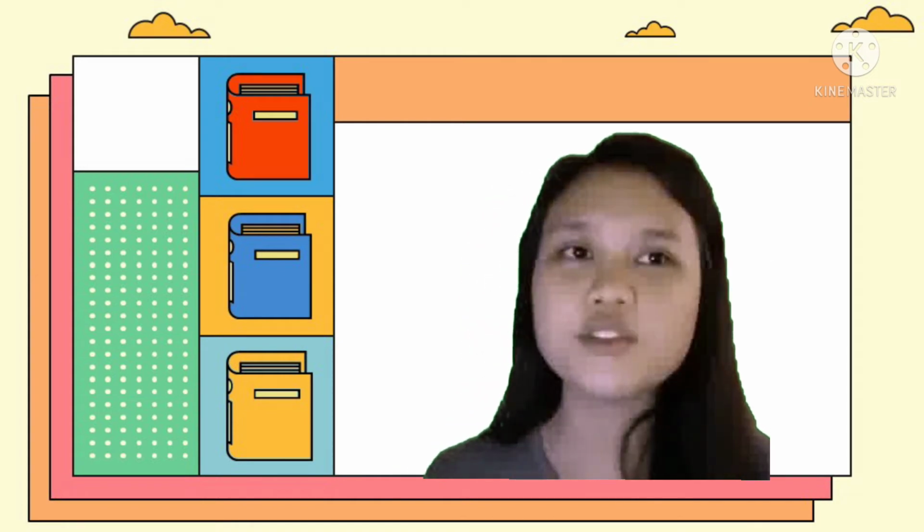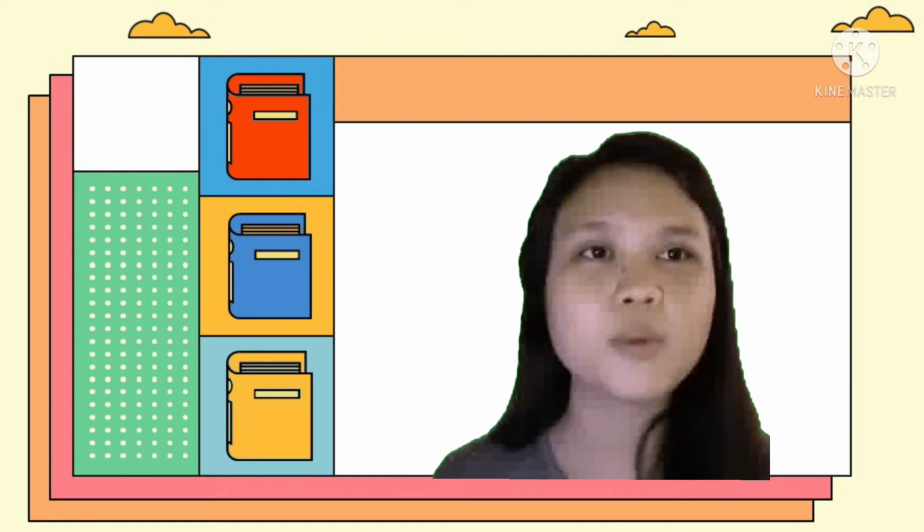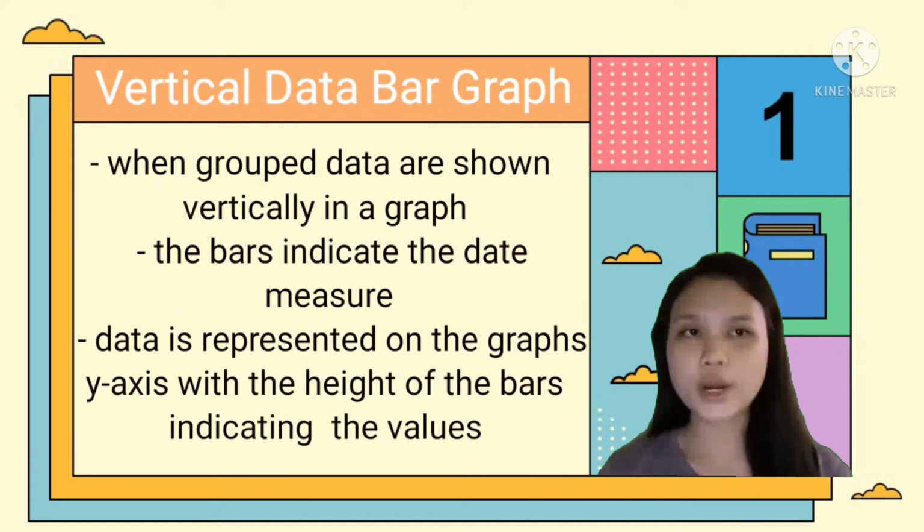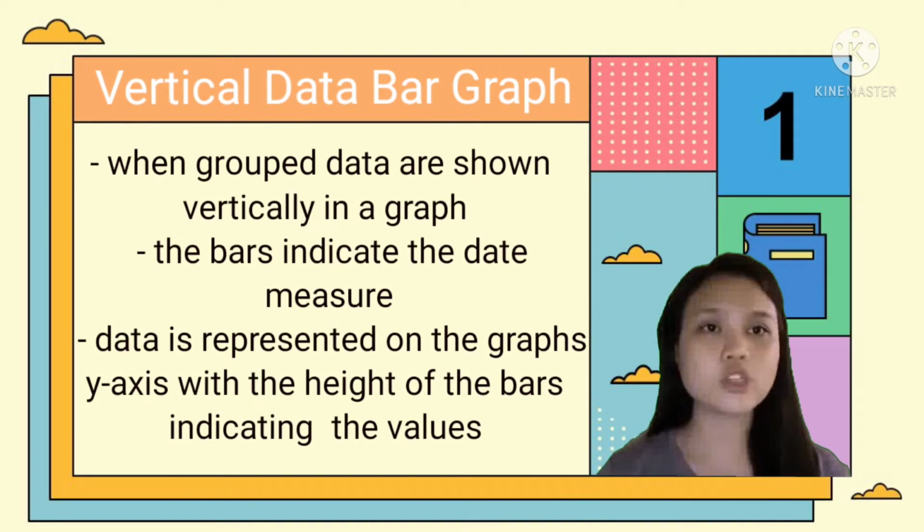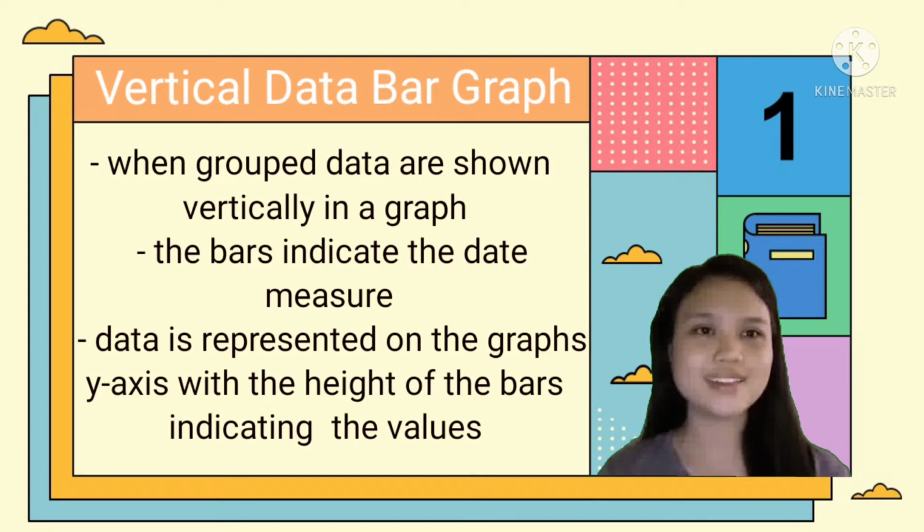So first, let us define what is horizontal and vertical bar graph. Vertical bar graphs are created when group data is shown vertically in a chart or graph with the help of bars where the bars indicate the data measured. The data is represented on the graph's y-axis with the height of the bars indicating the values.